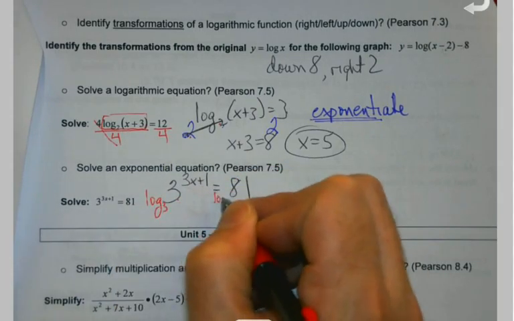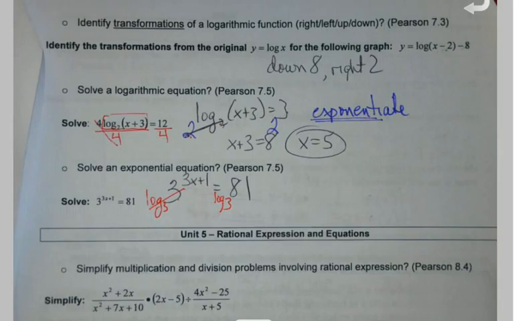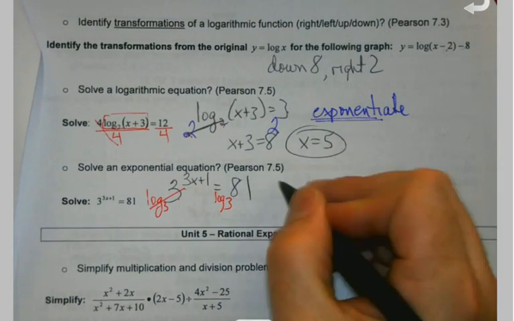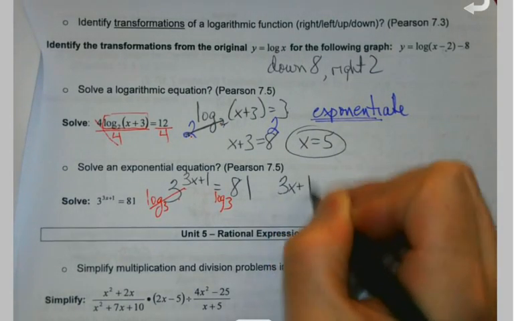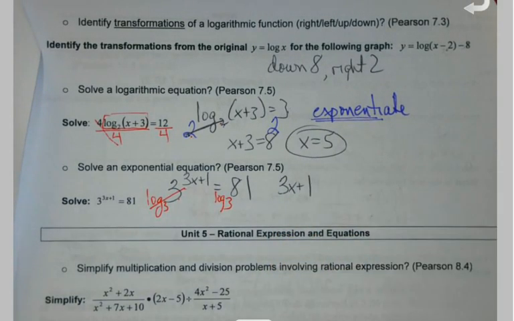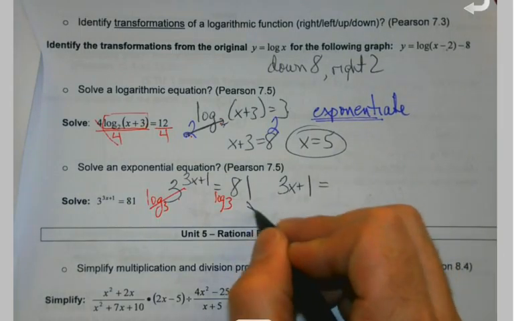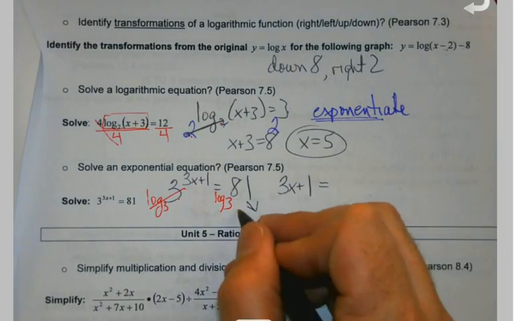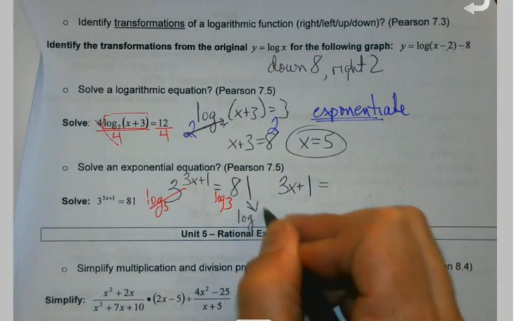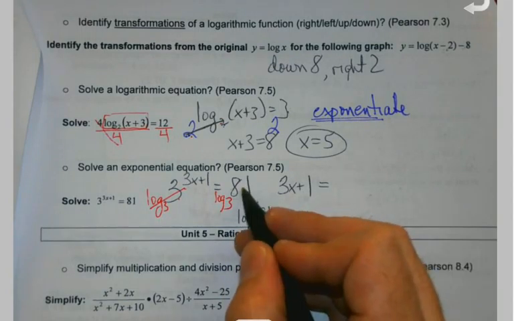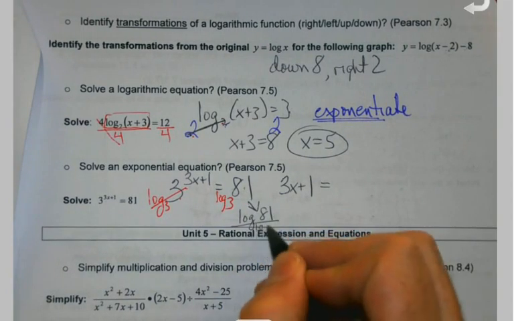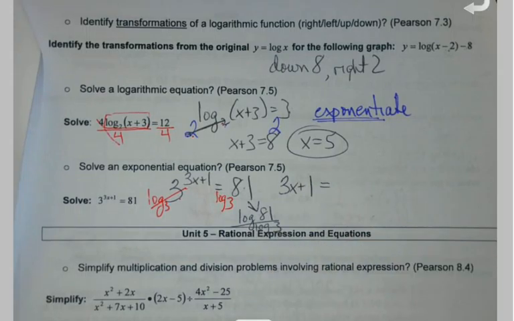We're going to use the inverse of the log. Those things are interchangeable. So that just leaves me with the 3x plus 1 on the left. Now on the right, this gets a little more interesting. I need to be able to type this in my calculator. So to do that, I'm going to type in the log of the 81, the log of the big number, divided by the log of my base.